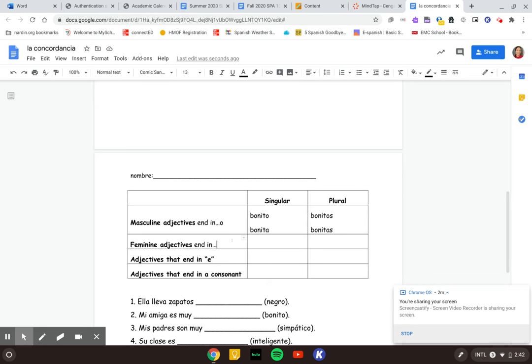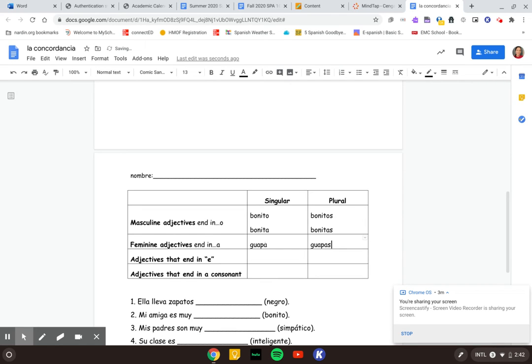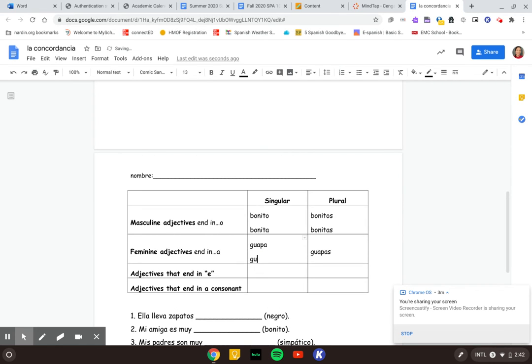Same thing here. Feminine adjectives ending in an a. So let's say that we had the word guapa, also means good looking, and the plural of that would be guapas. So we're just going to add our s. But say that we had a male that was guapo, that he was handsome, then the counterpart to that to make it plural would be guapos. So there's another example of the four forms.